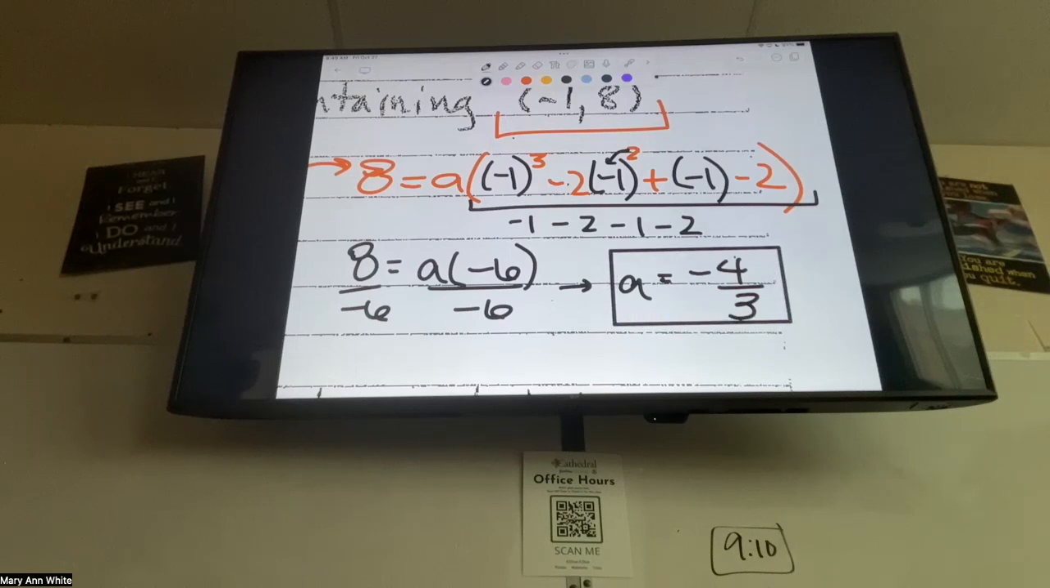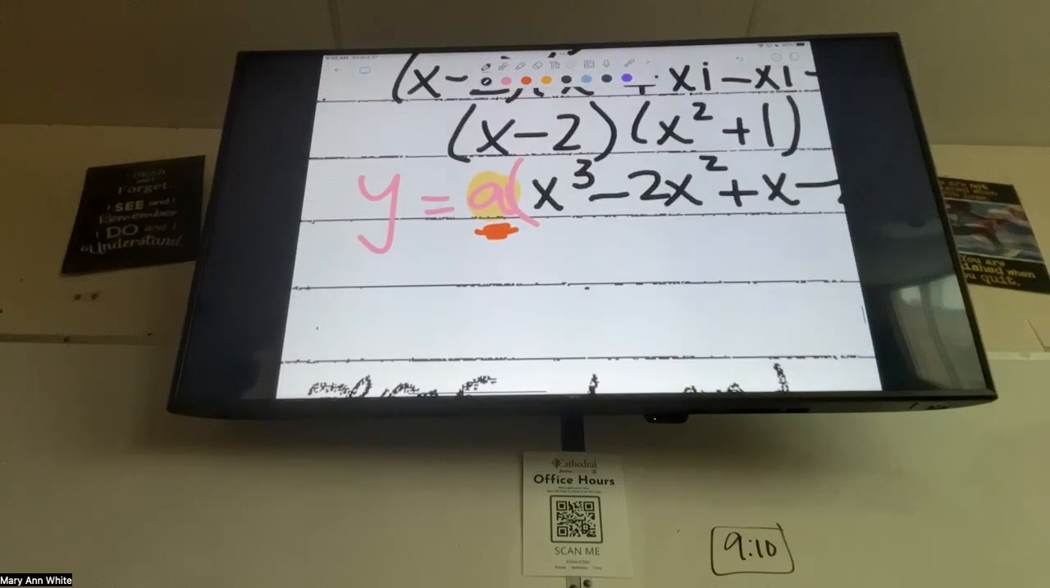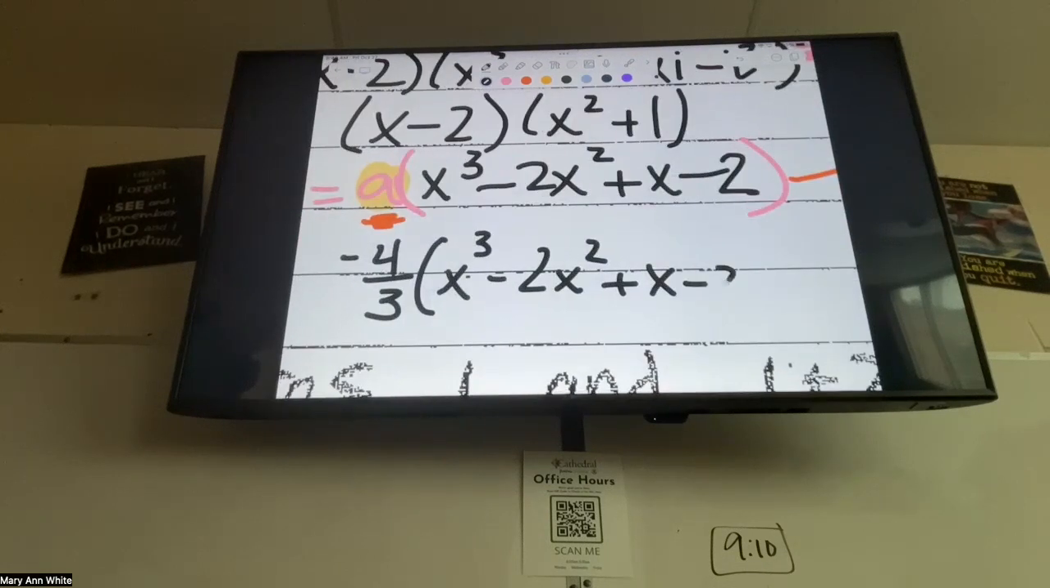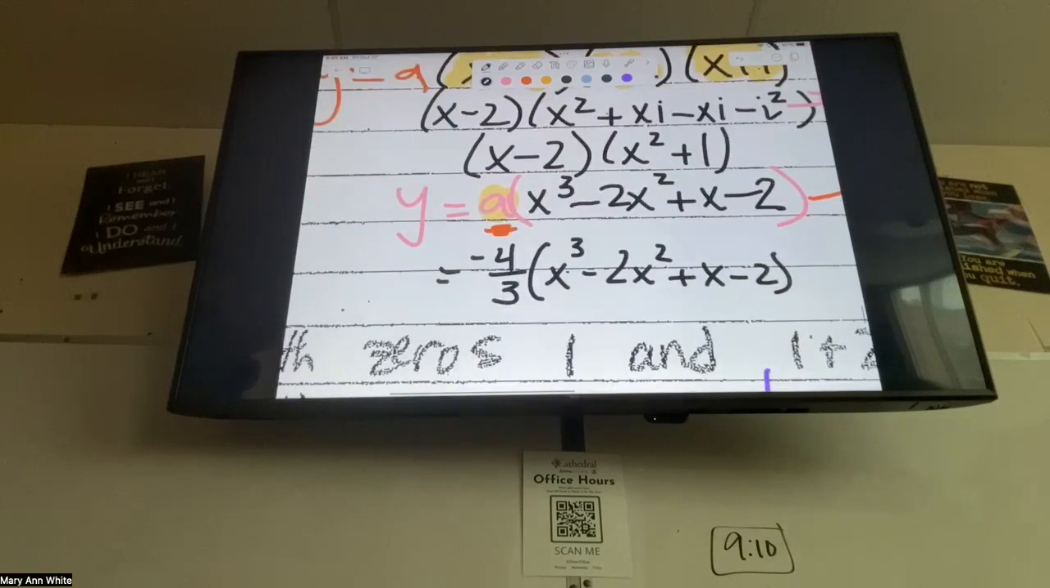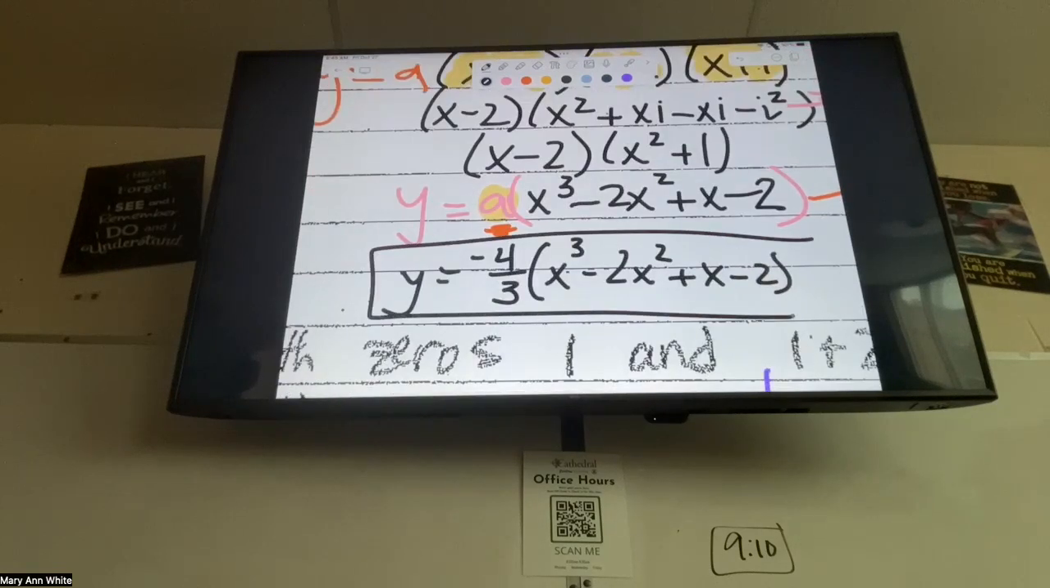And so that is going to be my leading factor of this problem. I'm just going to go back. The only thing I'm going to do is put in that -4/3 for that A. Everything else is going to stay the same. I believe there's a problem like that on your homework, so that's why I wanted to talk about this today before we moved on.